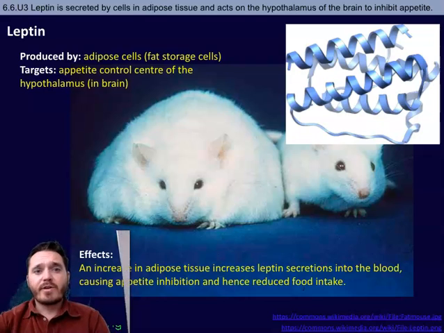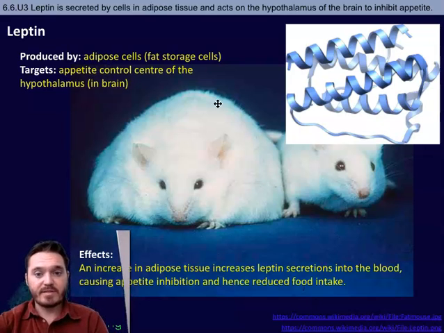Here we have an example of another hormone called leptin. Leptin is produced by your fat cells. The fat cells produce leptin, which is released into your bloodstream, just like all hormones. What are the target cells here? The target cells are in the brain, in the hypothalamus, which is the appetite control center of the brain. It makes sense that if you have an increase in fat cells, then you increase your leptin production, which is going to decrease your appetite, because it's targeting that appetite control center in the hypothalamus.